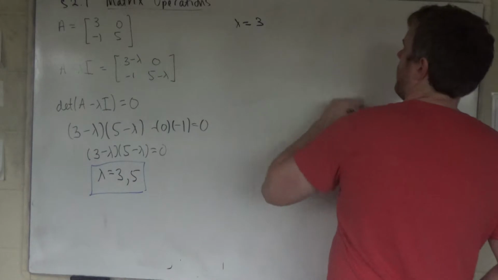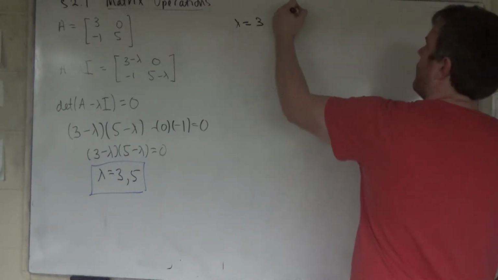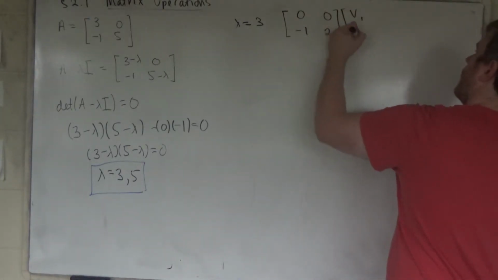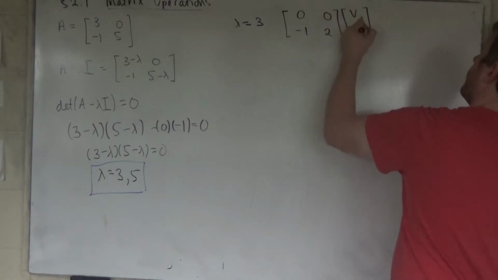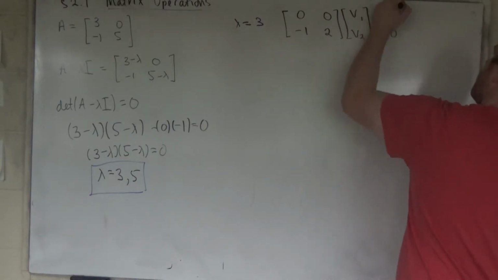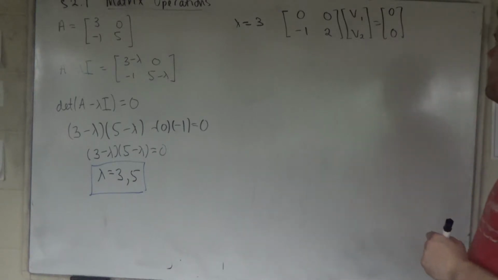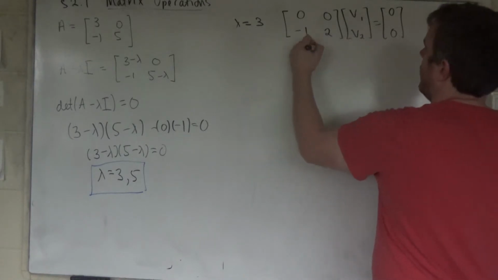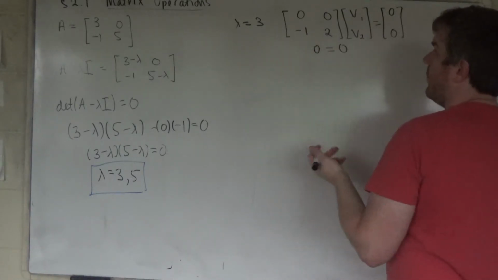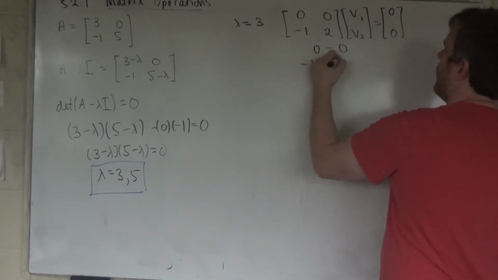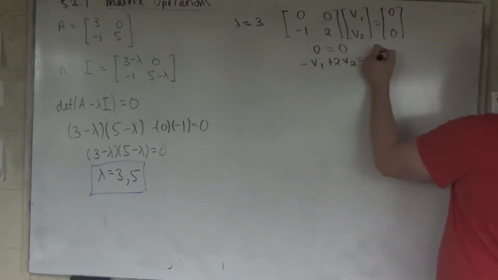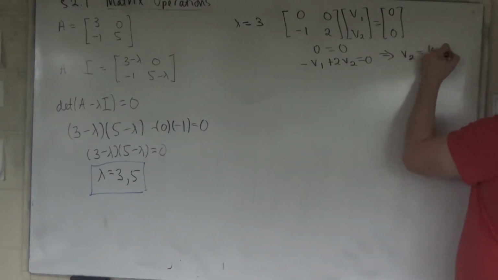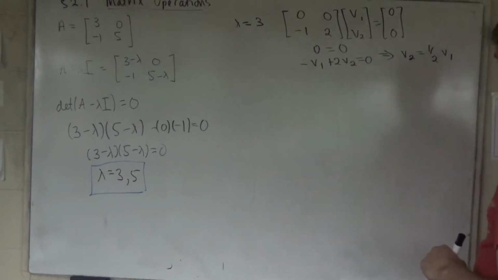If lambda equals 3, that means the auxiliary matrix looks like 0, 0, -1, 2. The entries of the vector v3 I'm going to call v1 and v2, and I'm interested to see which vector gets sent to the 0 vector. Well, if I just expand this out, what I get is the system of equations 0 equals 0, which tells me nothing, or -v1 plus 2v2 equals 0.